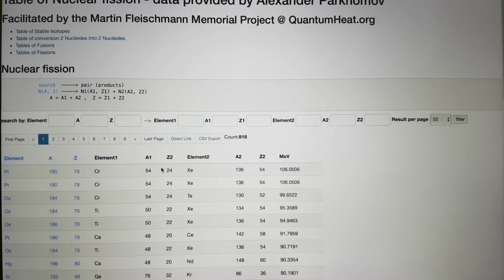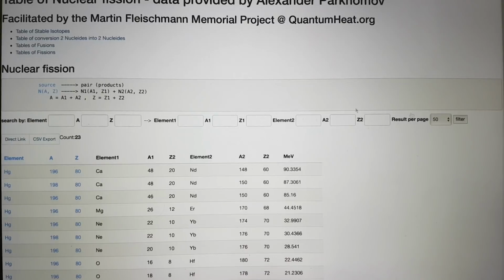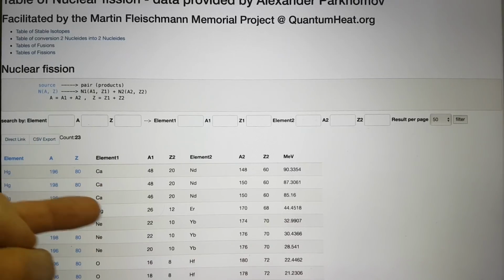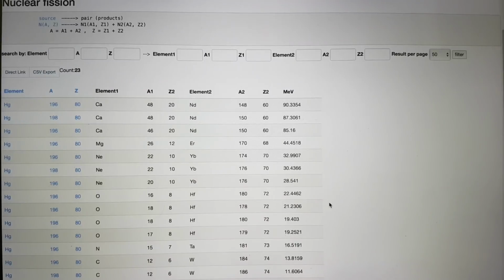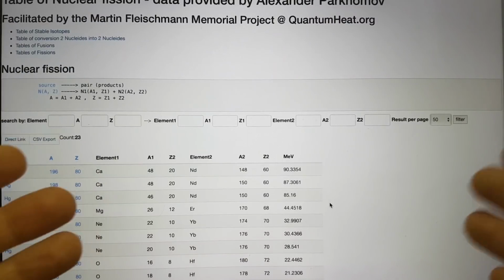And let's look at fission. So let's try something that's quite heavy. Let's try mercury, and let's see what we get there. So there's 23 fission reactions, which go to, here we go, calcium and neodymium, and so on. So this is very, very powerful.